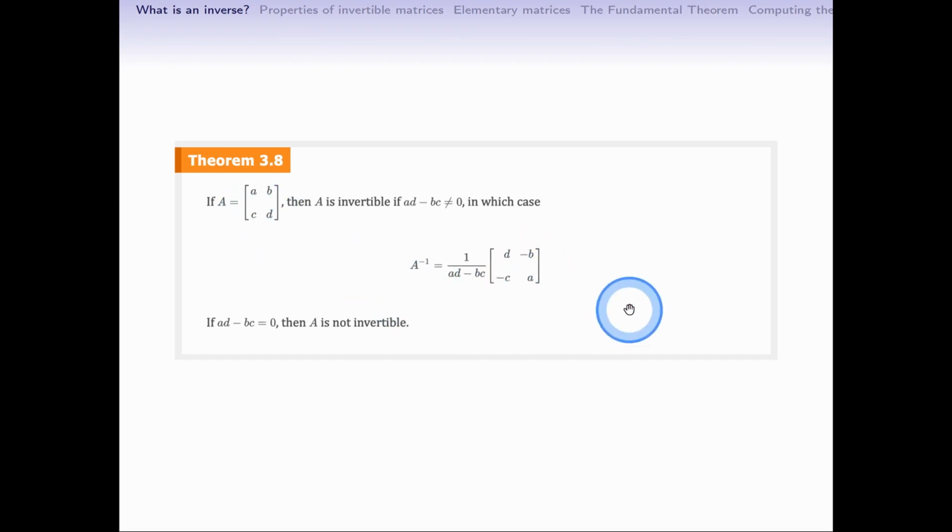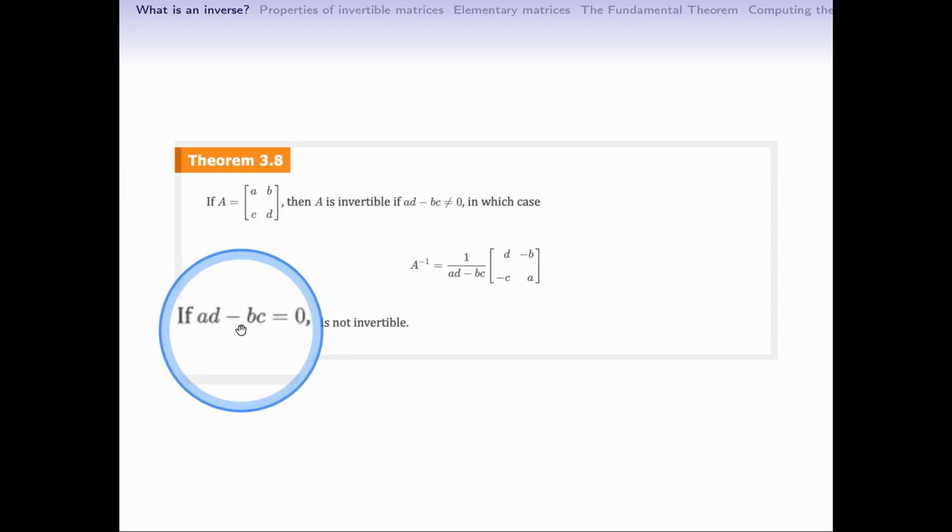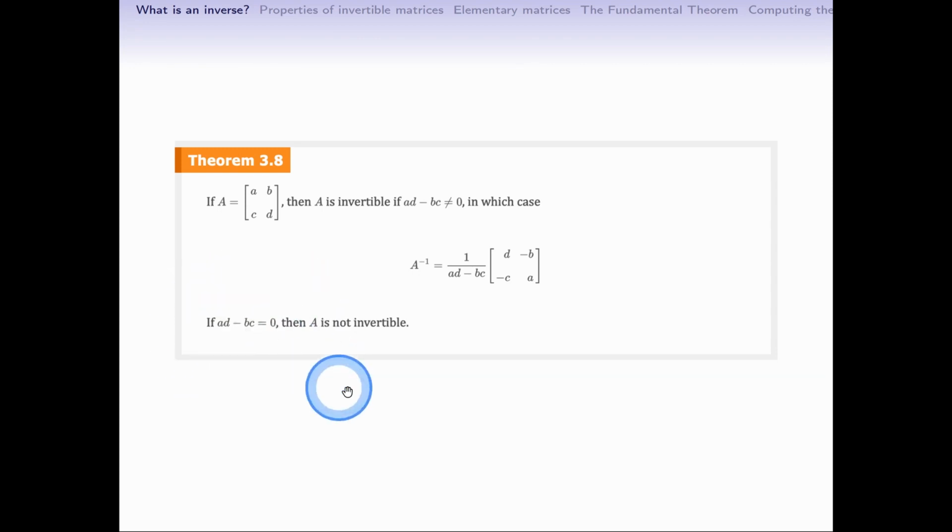So that's how we can easily construct the inverse matrix from the matrix A under the condition that ad minus bc is not equal to 0. Now, if ad minus bc is equal to 0, in other words, if the determinant of that matrix is equal to 0, then A is not invertible. Now, let's go to the document camera and look at the proof of theorem 3.8.